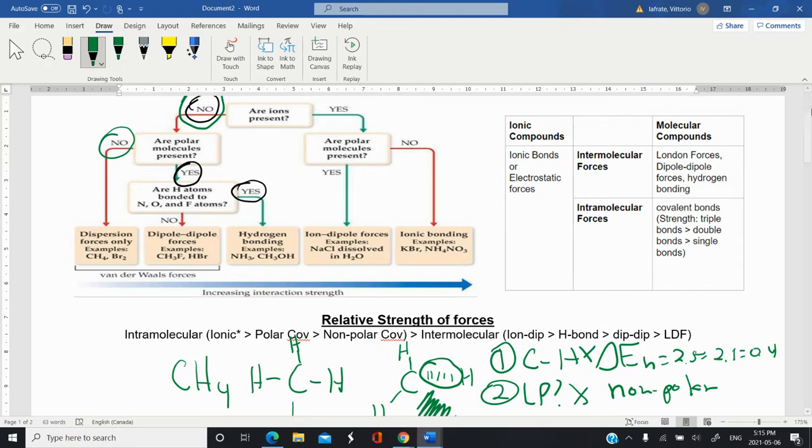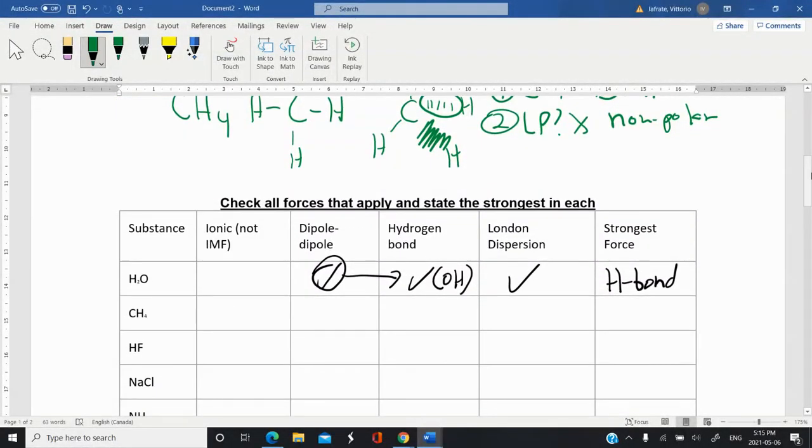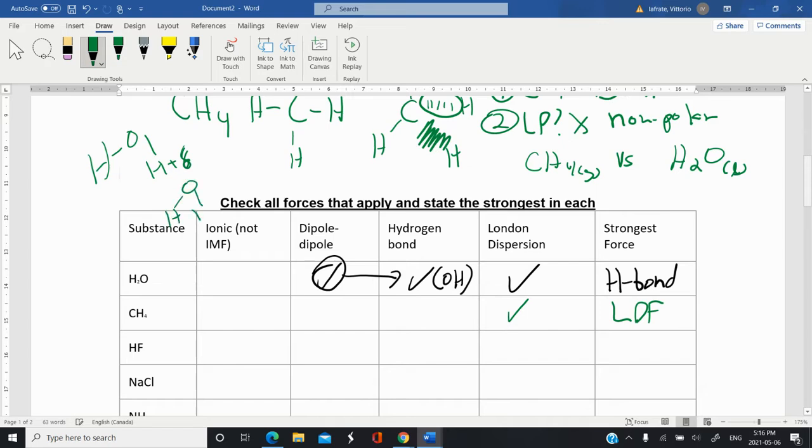So really the only force that can exist when you have a non-polar molecule is the London dispersion force, the LDF, and that's pretty weak. That's why, for example, if you look at CH4 versus water, at room temperature, CH4 is a gas and water is a liquid. So when you have water at room temperature, the water particles are held together by their hydrogen bonds. So kind of like this over here. So another water here.